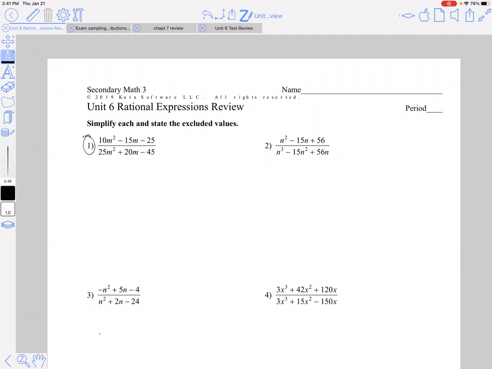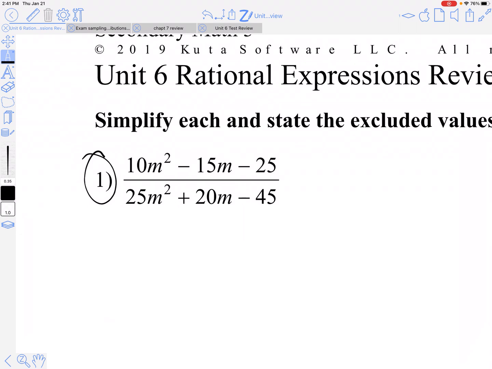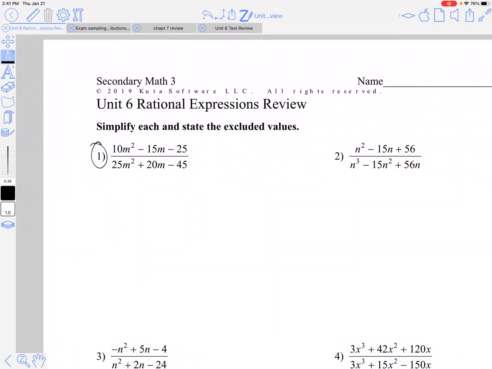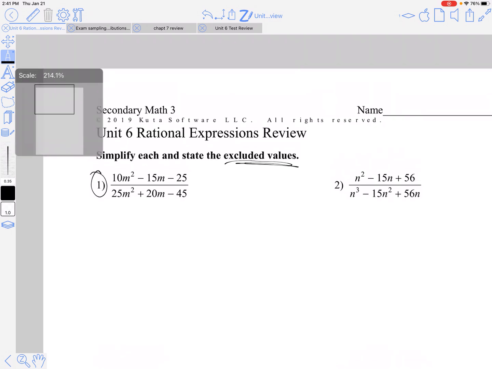This is the Unit 6 review. I'm going to go over the problems that you requested. So the first thing that we need to know is, I guess, what we're trying to do here. So we're going to simplify and find the excluded values.